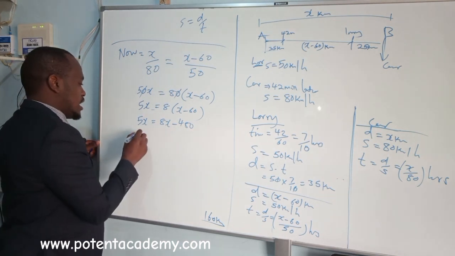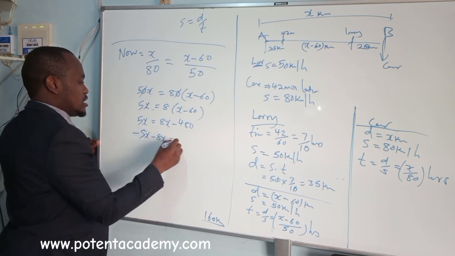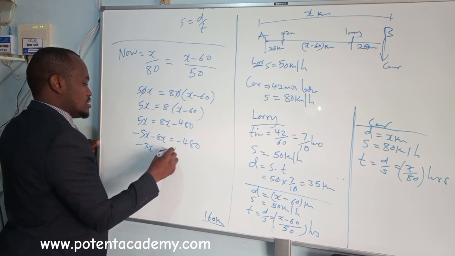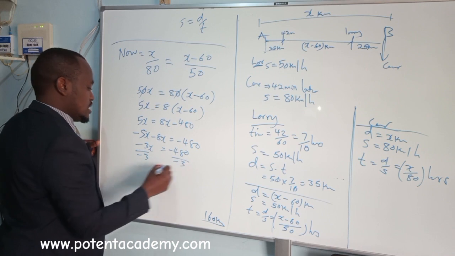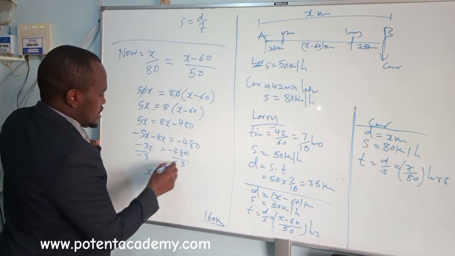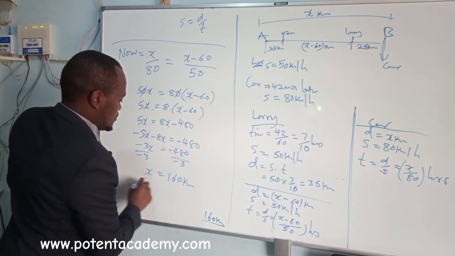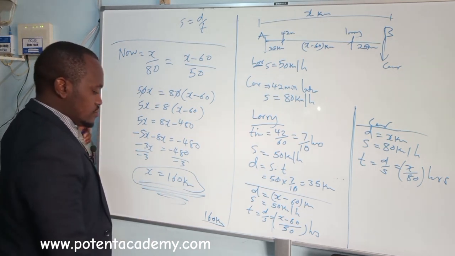Now this one is negative. 5x minus 8x is equal to negative 480. Negative 3x is equal to negative 480. Divide by negative 3, negative 3. X is equal to, again, 160 kilometers. So this again is the answer.